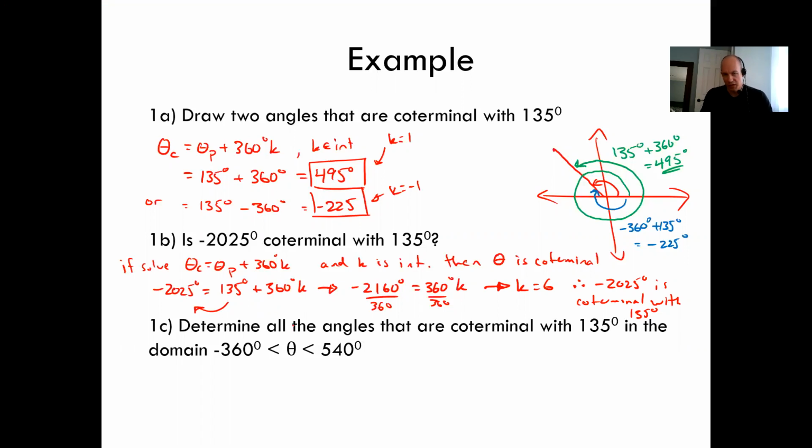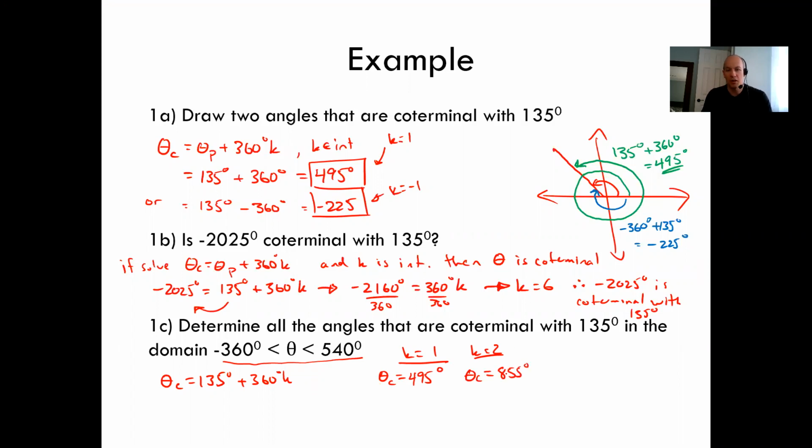Okay, and then 1c, determine all the angles that are coterminal with 135 in the domain. So here we're now restricting the domain. Theta must be between negative 360 and 540. So the formula, of course, is very simple. It's 135 plus 360 degrees times k. And what we can do is then solve. Now, there's a lot of different ways you can do this. If you want to be very organized about it, you could think if k equals 1, then the coterminal angle equals, you're just adding 360 one time, which is 495. If k is equal to 2, we're going to add it 2 times. So the coterminal angle would be 720 plus 135, so that's 855.